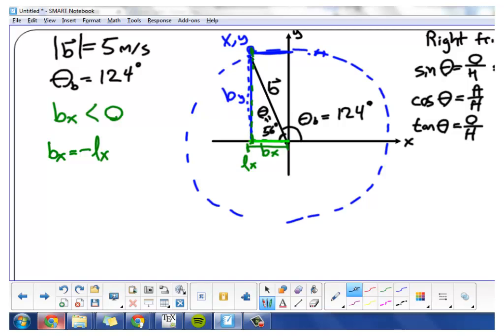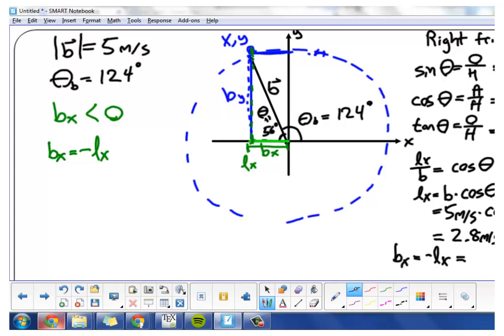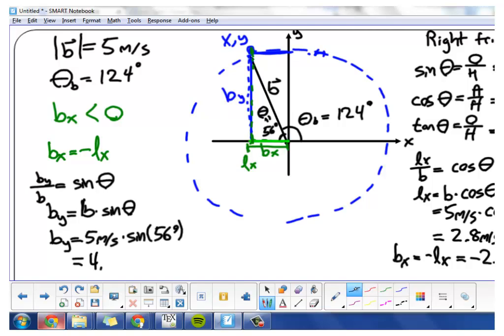But you have to be careful. These sides will not always be the same in all problems. Once we have these defined, we can find our Lx is equal to B times cosine, that's 2.8 meters per second, and By is equal to B times sine, which is our 4.1 meters per second.